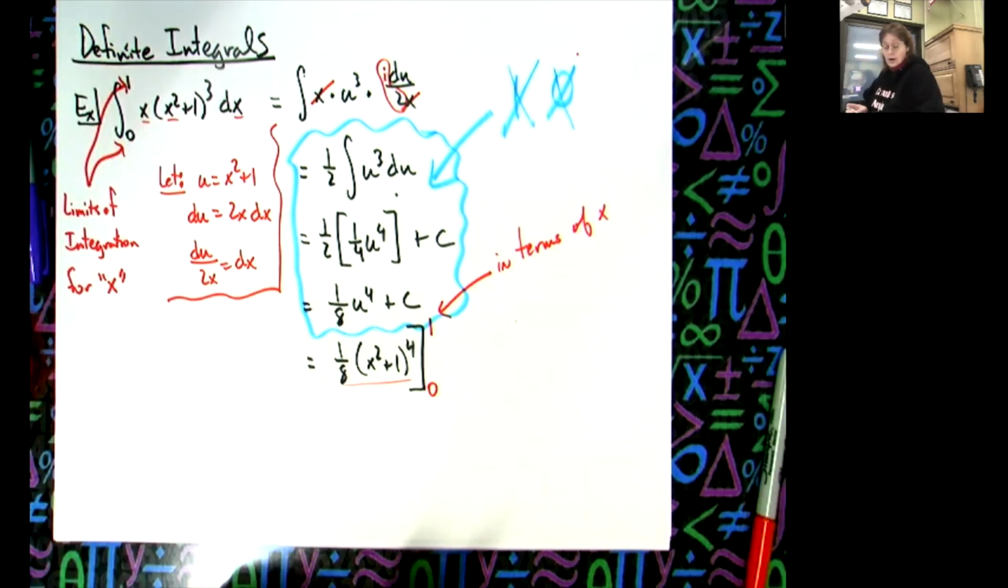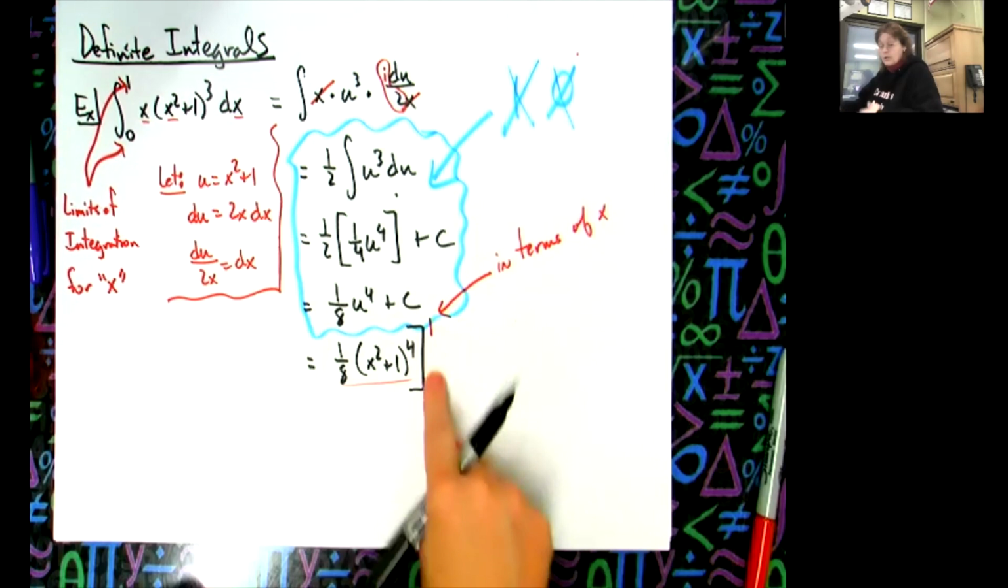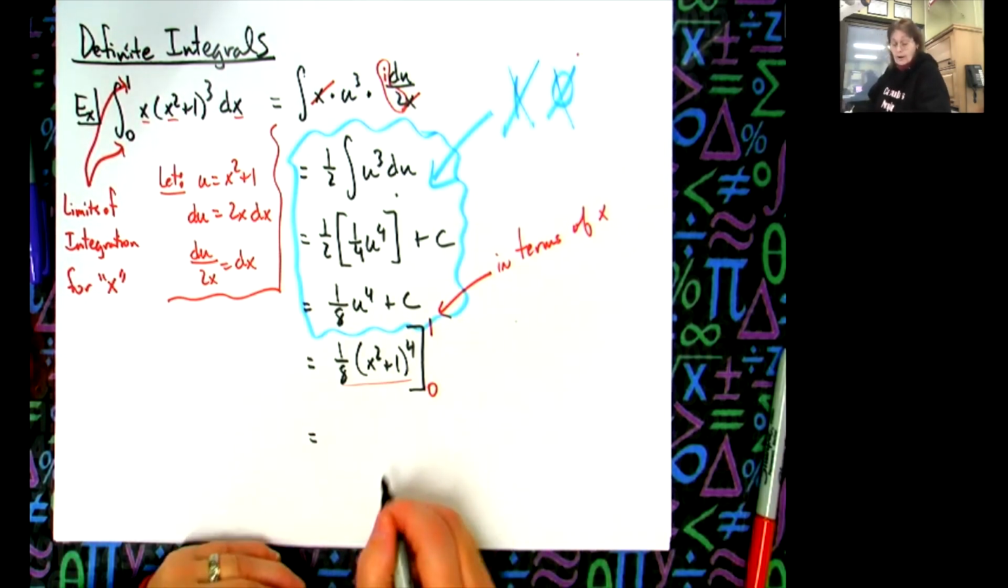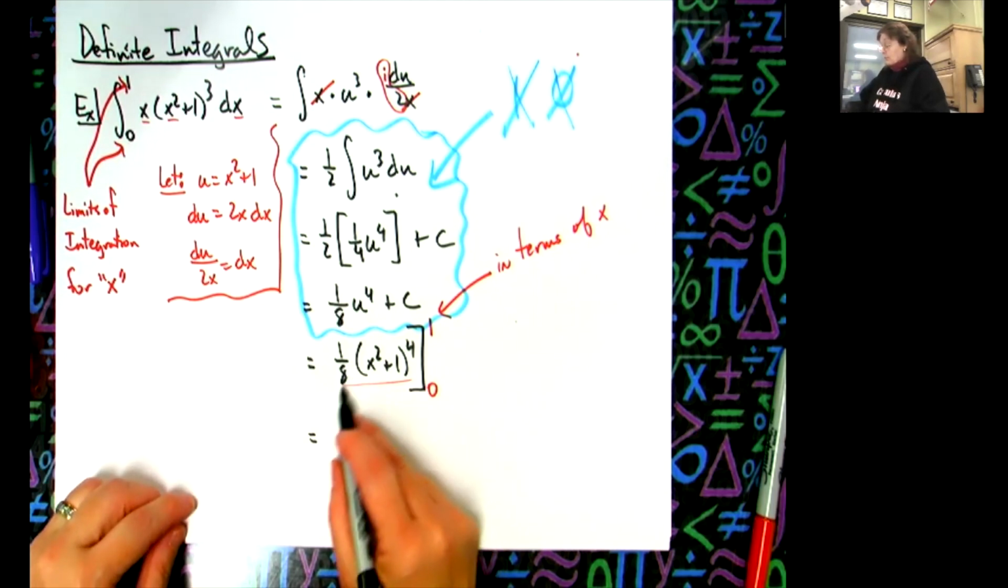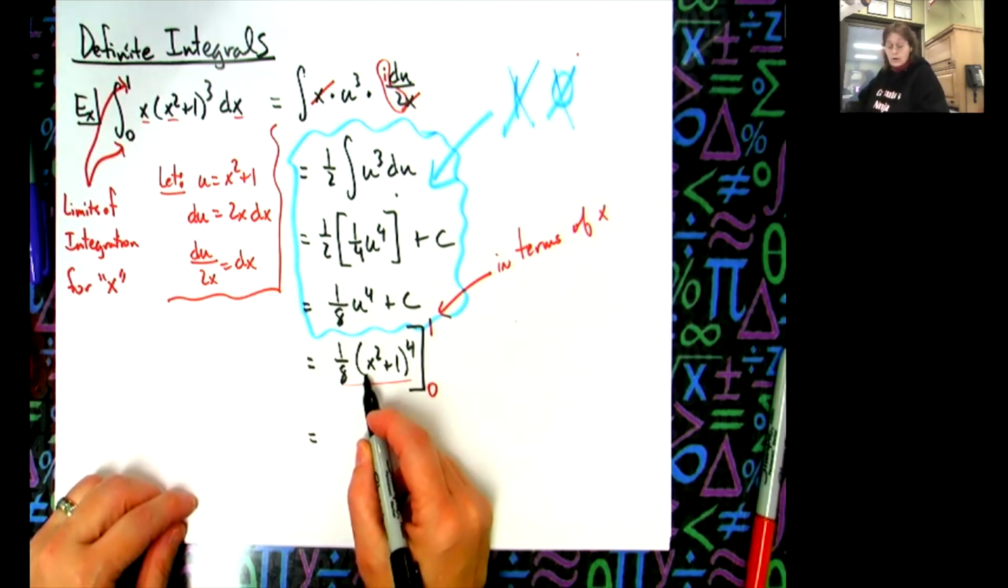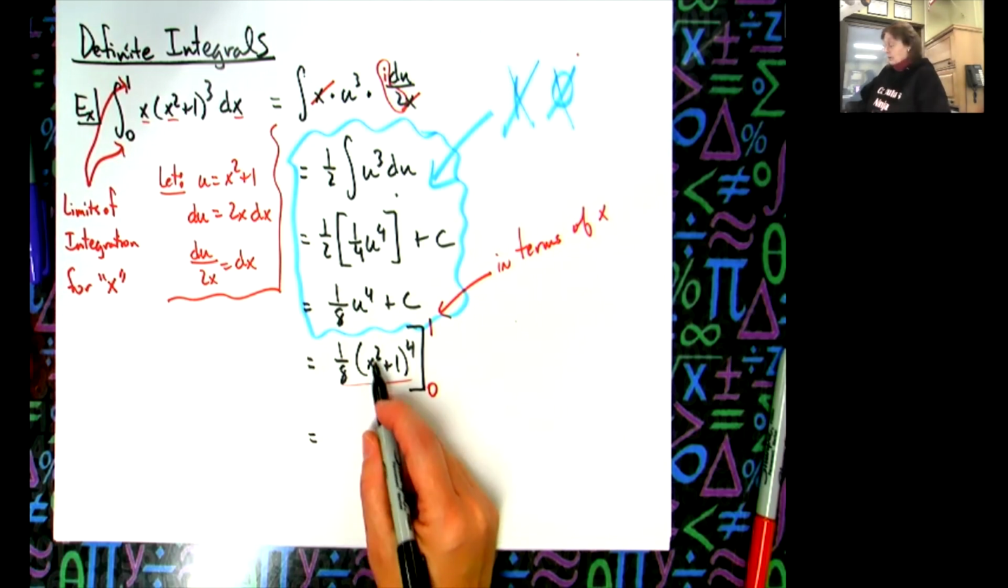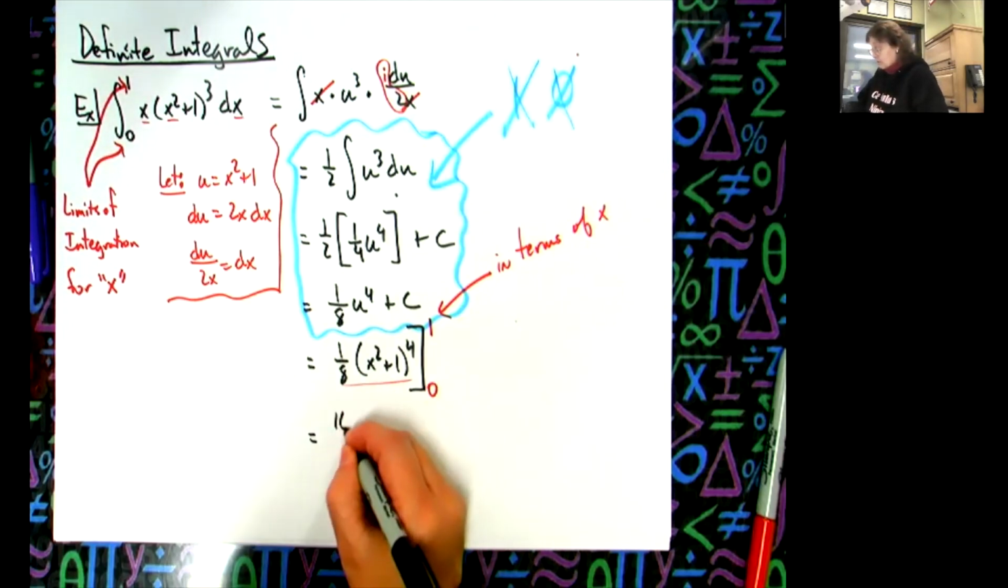So moving forward, all we got to do is now plug 1 in, plug 0 in. So the math's not going to be too awful bad here. I'm going to go ahead and put this all over 8. So when I plug in 1, how much of this can we do in our head? Probably not a whole lot. 1 squared plus 1 is going to give me a 2. 2 to the 4th is going to give me a 16 over 8.